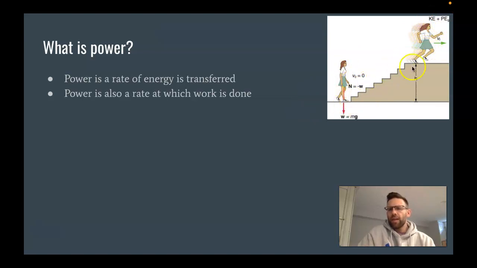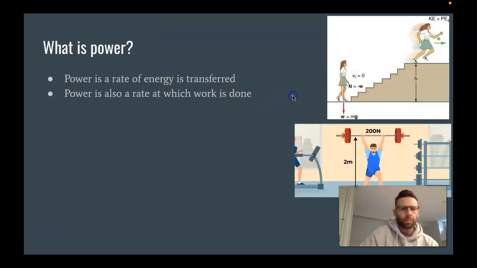And so where did that energy come from? Well, it came from chemical energy inside their body. They've also done some work because they've moved. They've used some force to go some distance. Or a power lifter. We call them power lifters because they are using lots of power. They're able to move something very quickly. So it's all about how quickly can you make this energy move, or how quickly can you do some work.